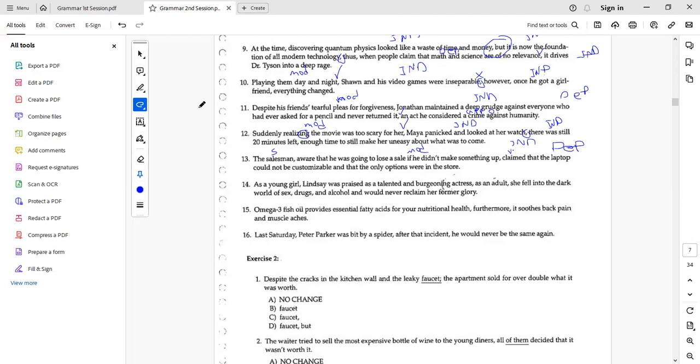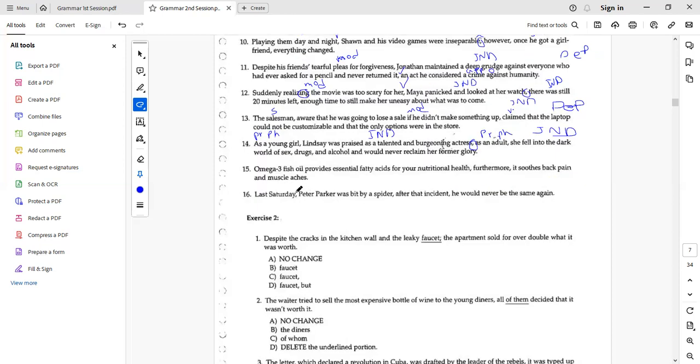Okay. Myrna, number 14, right or wrong? And where is the mistake? Perfect. She said here, as a young girl, it's a prepositional phrase. Lindsay was praised as a talented and upcoming actor. This is independent. Then we have a prepositional phrase and another independent. So we must put between them a semicolon, or comma fanboys, or a full stop. Number 15. Hala.